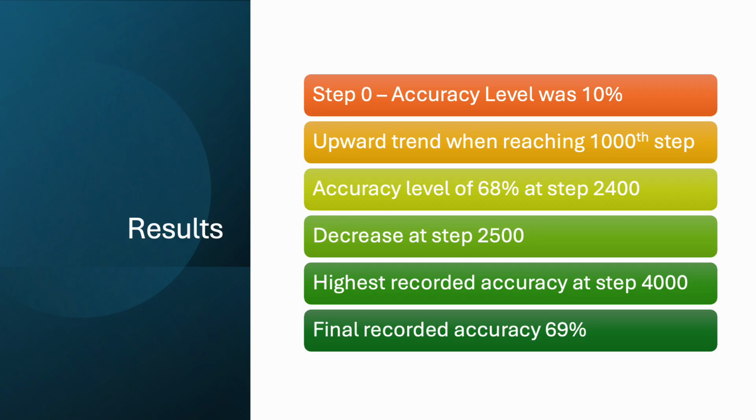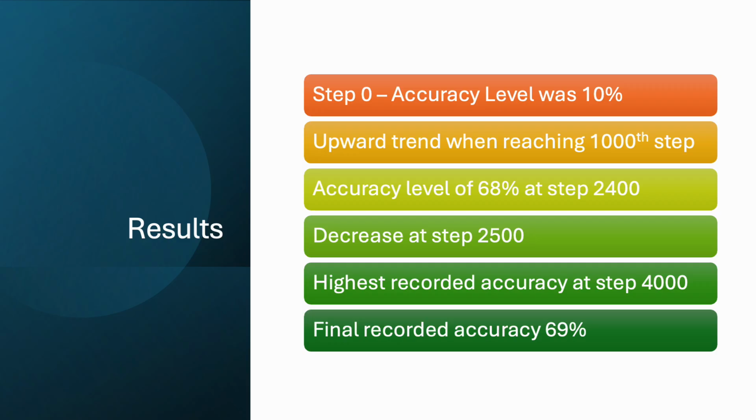During step 0, the accuracy is 10%, which means that it's close to random chance. However, as the steps increased, by the 1000th step, I was able to see a spike in the upward trend, which shows good and effective learning. When reaching the 2400th step, the model had reached a 68% accuracy.